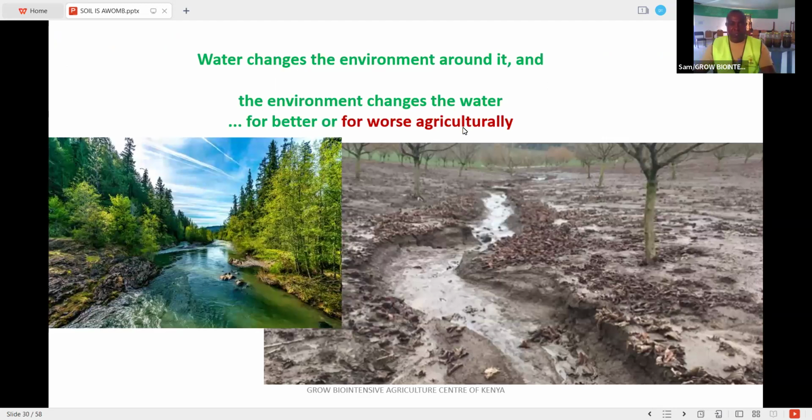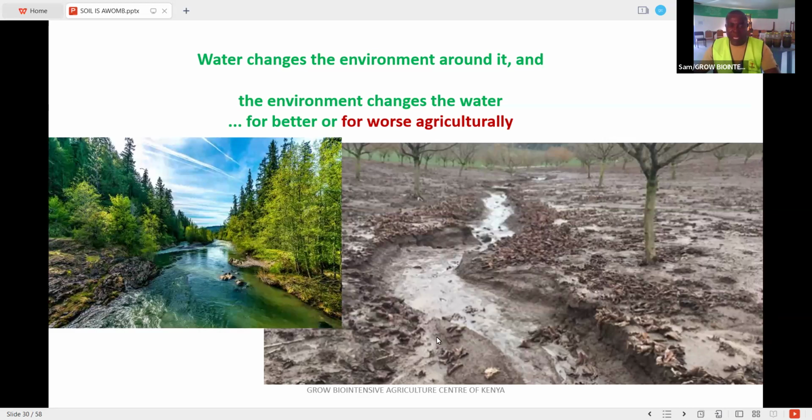So water is important, yes, but it can change the environment around us. It can change the environment for better or for worse, and that is agricultural. So you can see those two farms there. This is called a gully. Gully has started forming here because the land is just bare. There are no crops growing on the soil, and so this facilitates flooding. And after that, the gullies start forming, and eventually this land will not be arable at all.